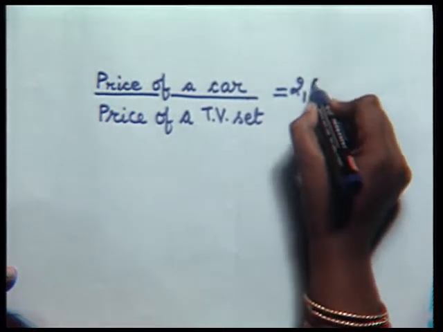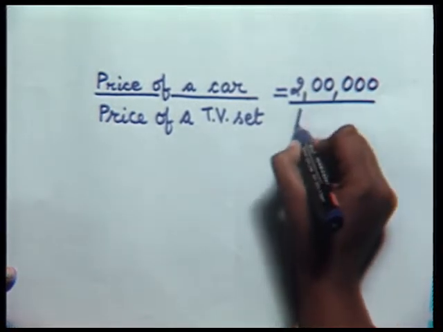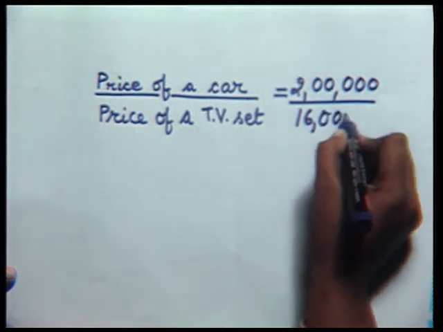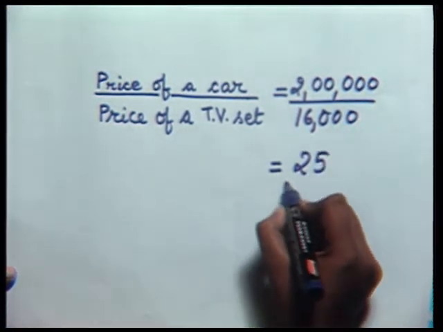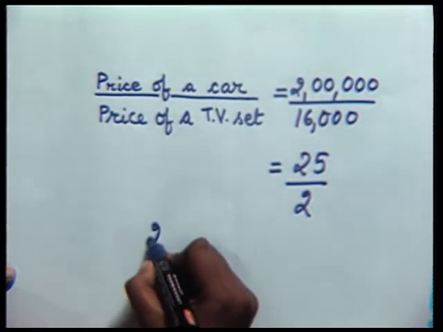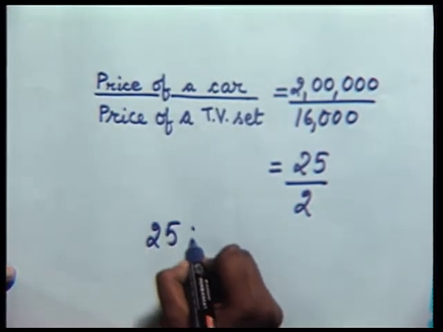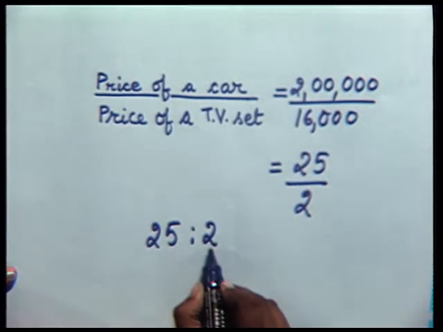2 lakhs upon 16,000, which is equal to 25 upon 2. This can also be written as 25 is to 2. This is the ratio in its smallest form.